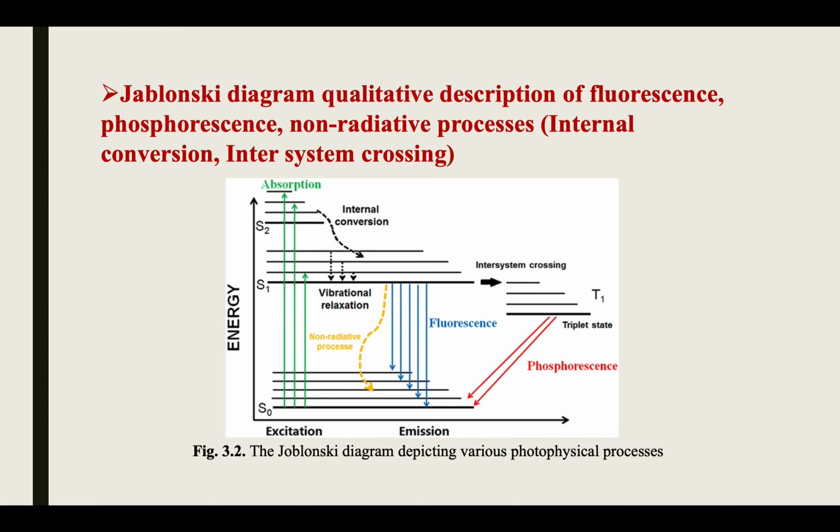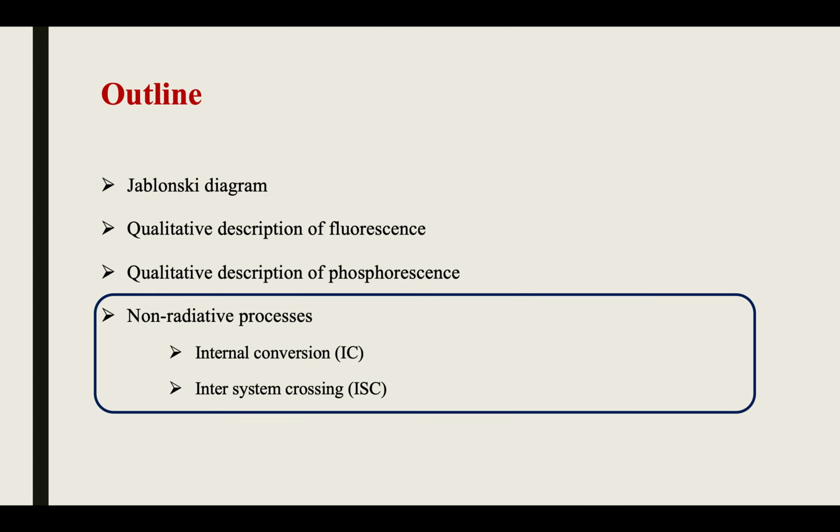So this is for photophysical processes. Now we will see non-radiative processes. In that we will have internal conversion, that is IC, and intersystem crossing.